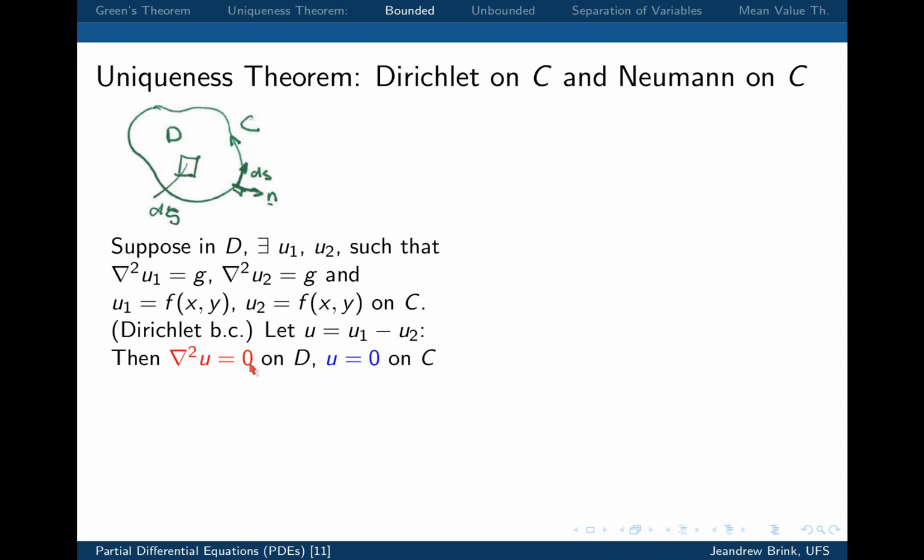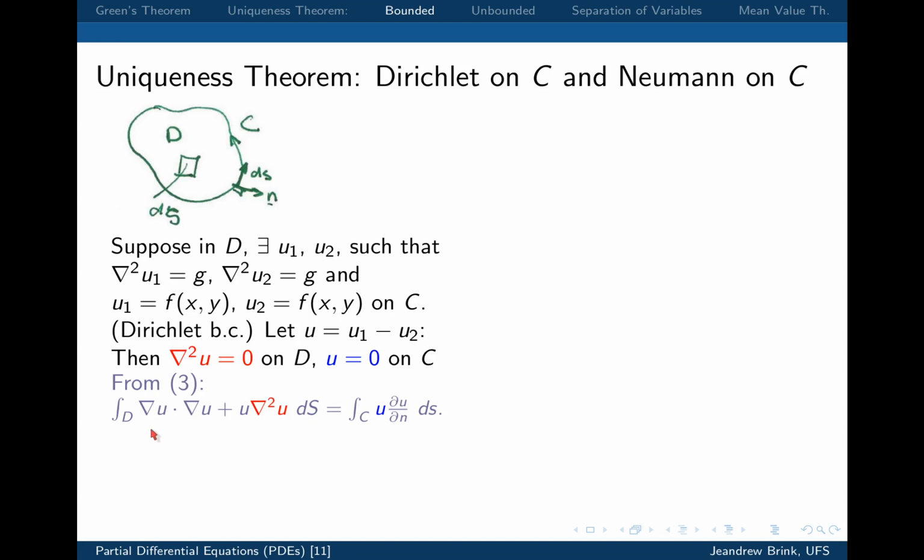And u is equal to 0 on C, on the domain. What we're now going to do is use that third identity that we derived, it looks like this one, when we had A basically equal to u times the gradient of u. Then we got this expression, and we're going to substitute what we know about u into it.